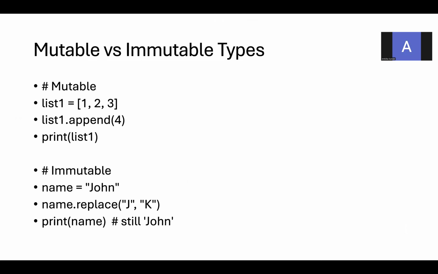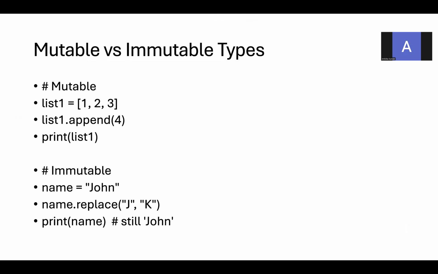Mutable versus immutable data types. Mutable means you can change the element in the list. For example, in the list, I have a set of data 1, 2, 3. I want to add 4 into this list. So using the append method of the list, I'm able to add 4 into this list. That is why it is called mutable. I'm able to change the existing list.